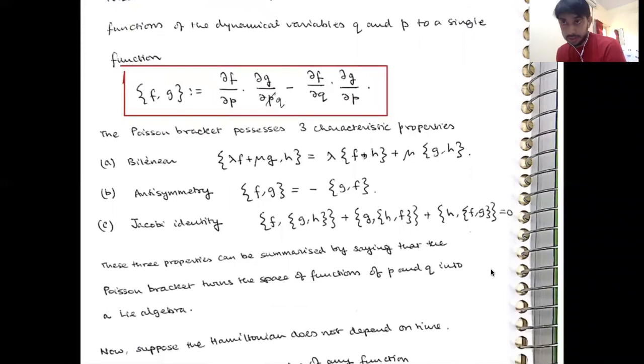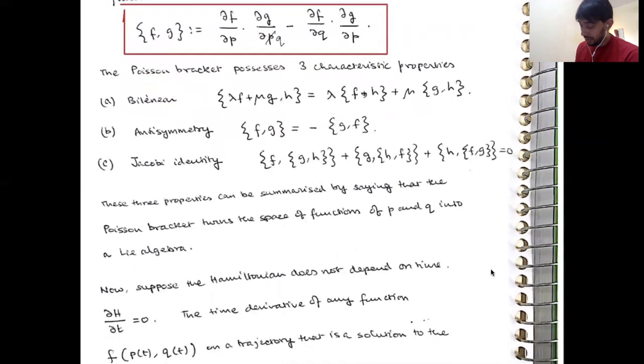These three properties can be summarized by saying that the Poisson bracket turns this space of functions of P and Q into a Lie algebra. This is something that is somewhat deep, but once you go back and learn, it'll make more sense as we go ahead. But it's very clear that this space of functions of P and Q becomes a Lie algebra.